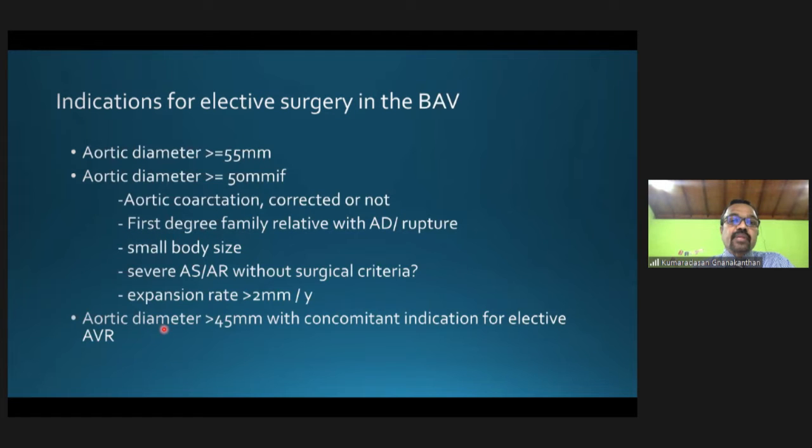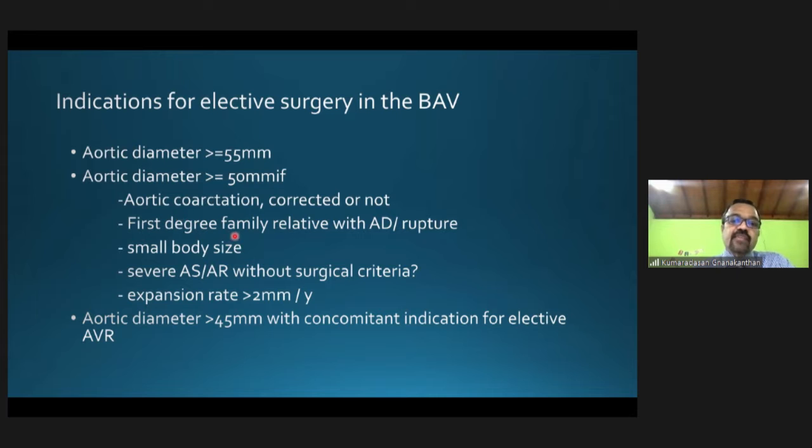Another common cause is a bicuspid aortic valve. In the bicuspid aortic valve, the diameter for elective surgery is also about 55 millimeters, as in a degenerative aneurysm. But in some cases we will offer surgery if they have a coarctation, whether corrected or not, because they are more prone to dissection.